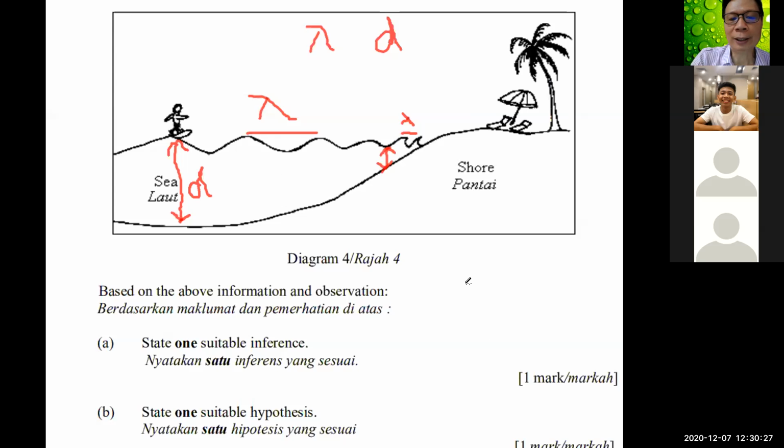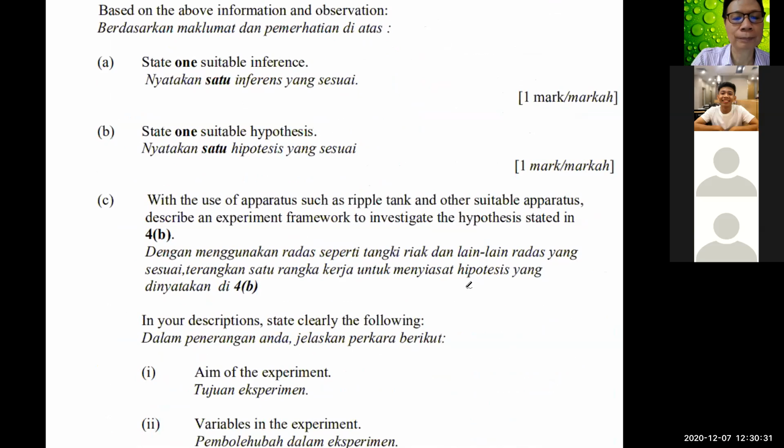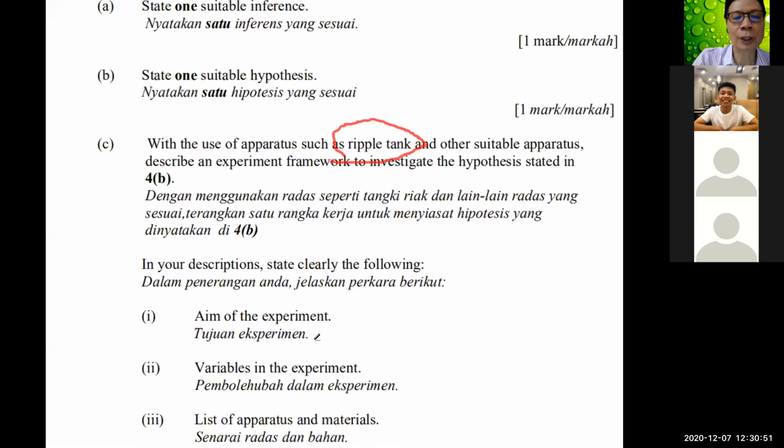Okay, next one, we still have 2 minutes, never mind. With the use of apparatus such as ripple tank, that's why I told you, you must draw the ripple tank, you know. Ripple tank and other suitable apparatus. Describe the experiment framework. Now answer this one first. Aim, what is the aim? Can someone write the answer?